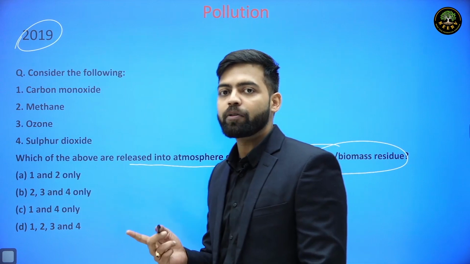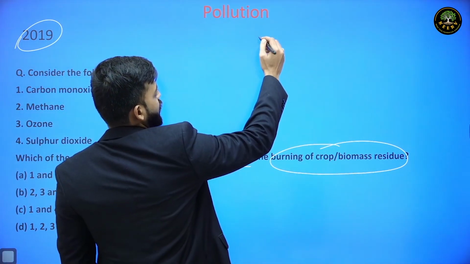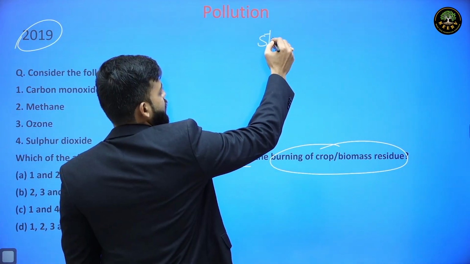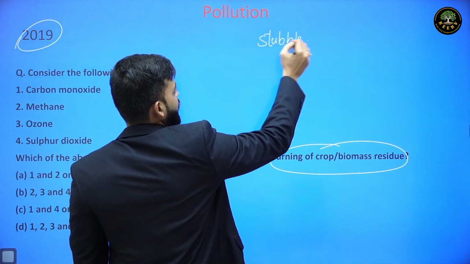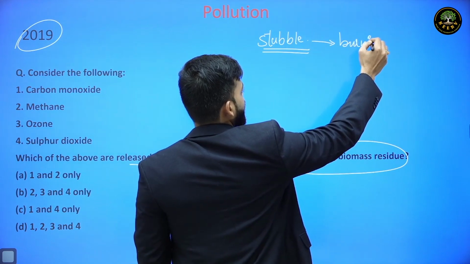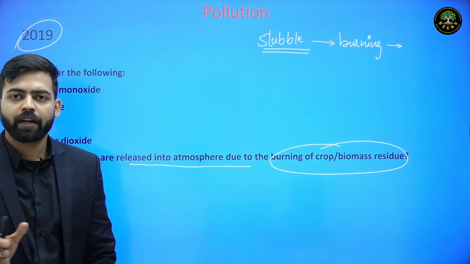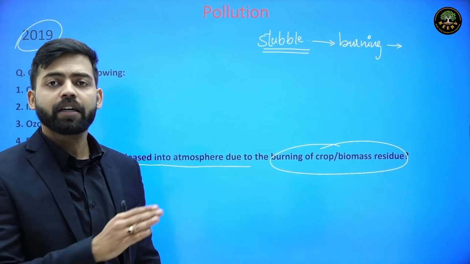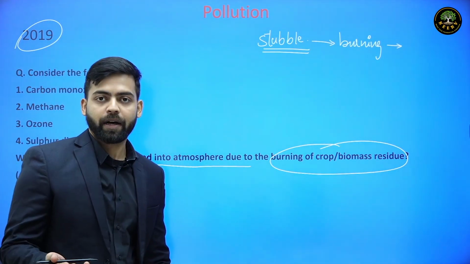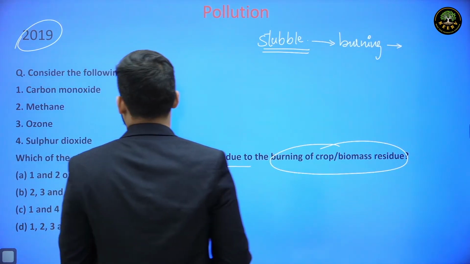Now, as far as crop biomass residue burning is concerned, immediately after the harvesting of crops, the stubble that is left in the field is burned for the next crop to be grown within a period of 10 to 15 days. Also, this is the easiest way of disposal of crop biomass. Okay, so that's why this process is adopted.